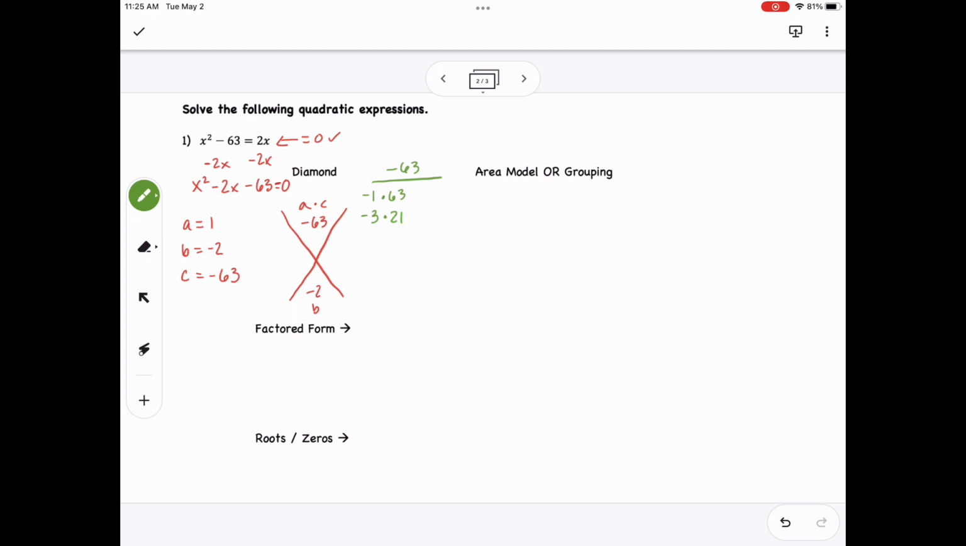So just listing them out here: negative 1 times 63, negative 3 times 21, negative 7 times 9, and then the reverse of those with the negatives on the other side. And so here, 7 plus negative 9 gets me a negative 2. So those are my factors. Let's try grouping here, rewriting the negative 2x as positive 7x and negative 9x.